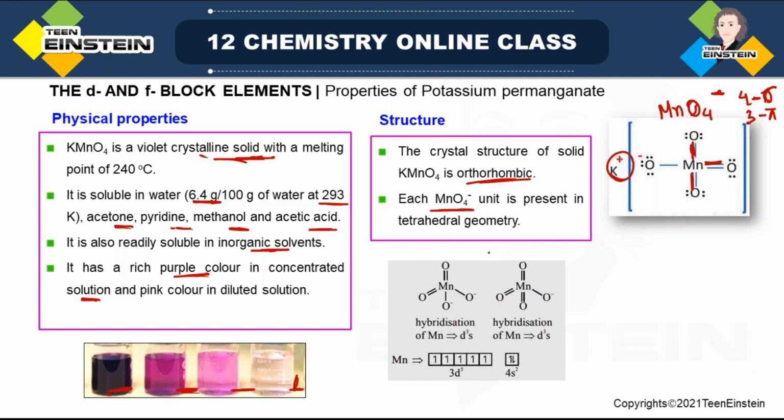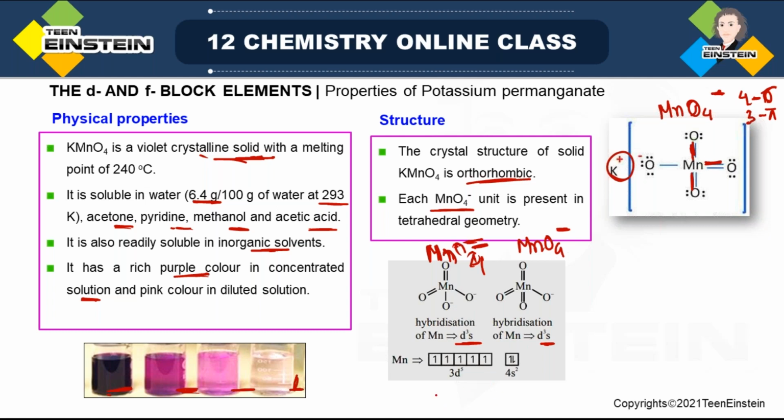Here we have both the ions. Though we are discussing potassium permanganate, here we have both the anions of Mn. The first one is MnO4 with 2 negative charge, and the second one is MnO4 with single negative charge. So the first one is potassium manganate, the second one is potassium permanganate. Both are tetrahedral actually, and the hybridization is not sp3, but it is d3s. But how are we getting d3s?